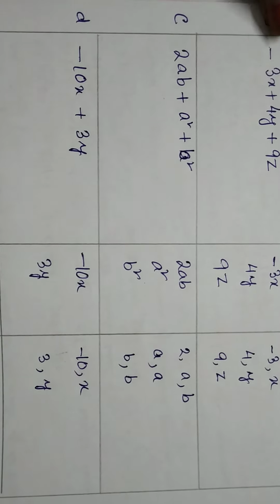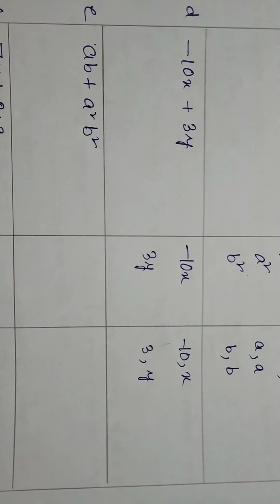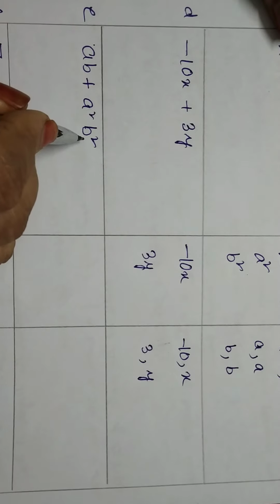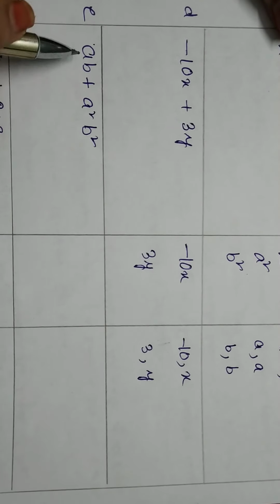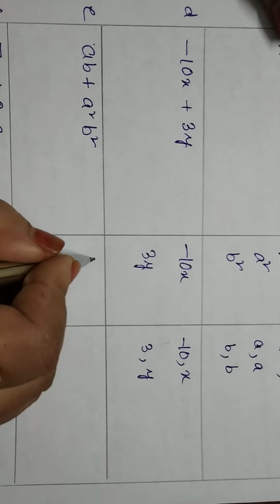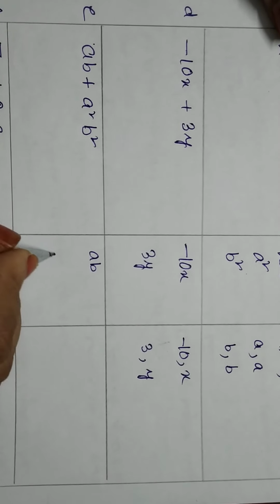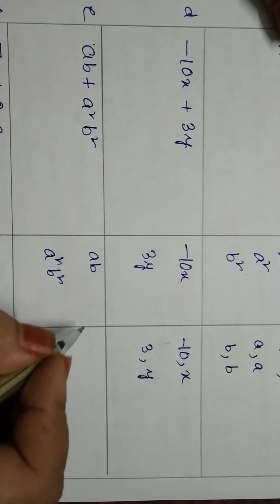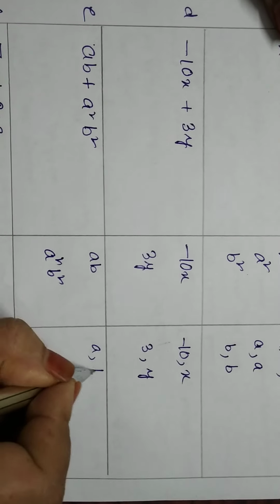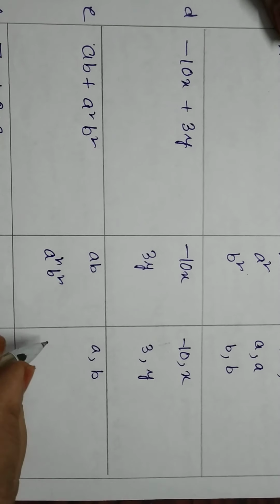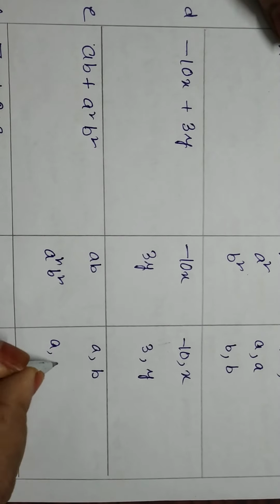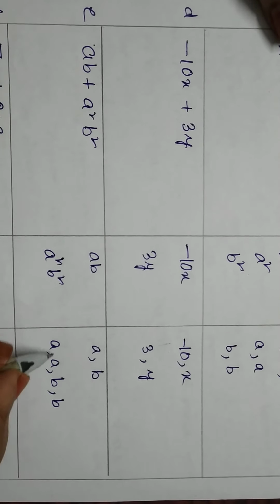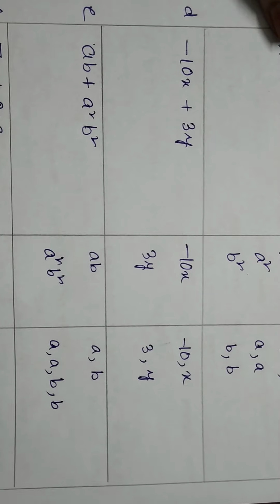Next, question number E. In question number E, we are given AB plus A square B square. Again, in this expression, how many terms are there? 2 terms. One term is AB and another term is A square B square. In AB, the factors are A, B. And in A square B square, the factors are A, A, B, B. Why? A square, that's why A, A; B square, that's why B, B.